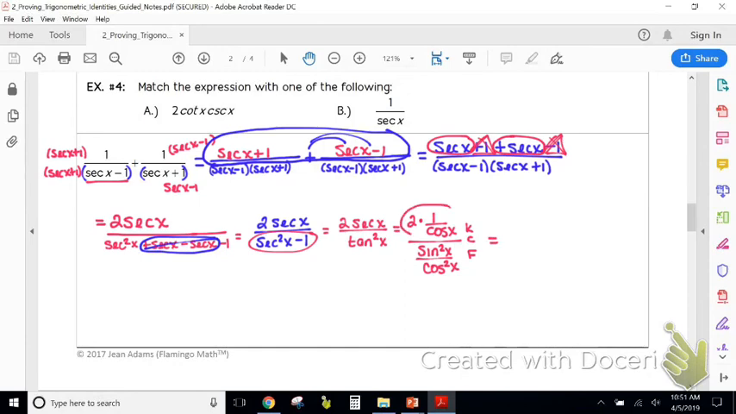Now I'm going to go ahead and multiply these. I'm going to put 2 over the cosine. So we have 2 over cosine times, flip it, cosine squared over sine squared.